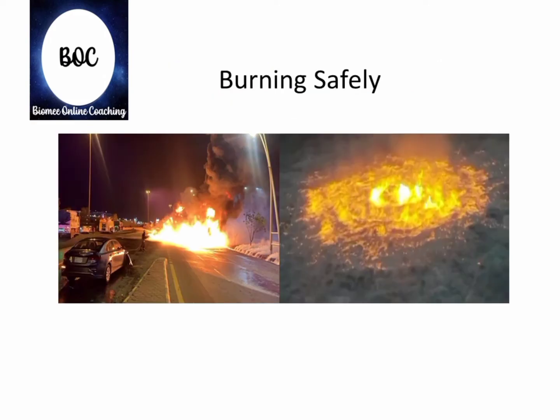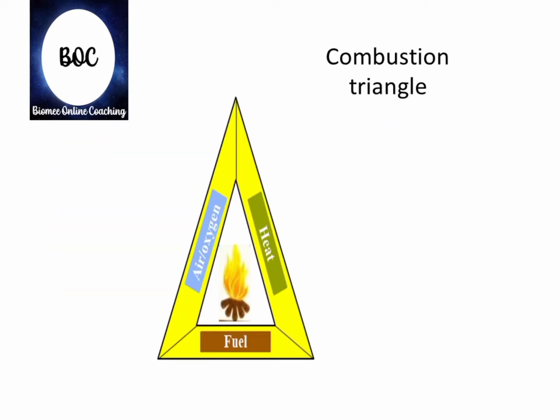Burning safely. A fire needs fuel to burn, oxygen for the fuel to react with, and heat to keep the chemical reactions going. To put out a fire, at least one of these things must be removed. The best method will depend on what is burning and where. This is the combustion triangle that shows the things that are essential for a fire to burn.